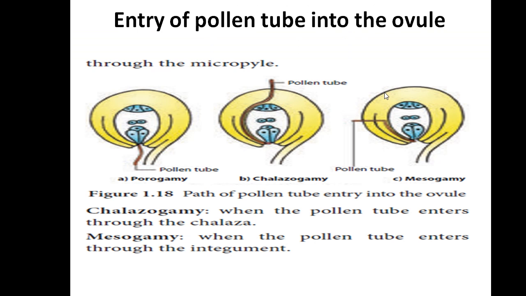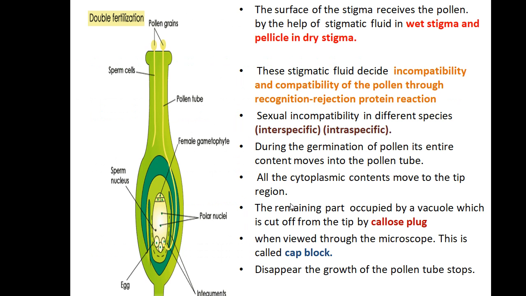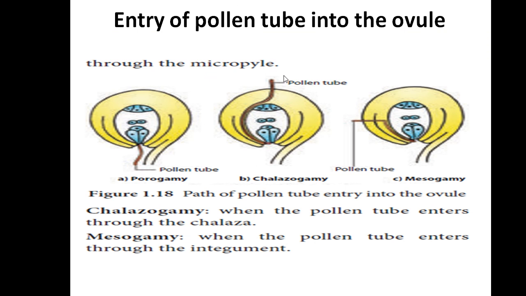Now, entry of the pollen tube into the ovule. So far we have gone through double fertilization: how the pollen germinates on the stigma, how the pollen tube travels in the style, and how it reaches the ovule. If it reaches through the chalaza, it is called chalazogamy. If the pollen tube reaches through the integument, it is called mesogamy. So chalazogamy and mesogamy are there.